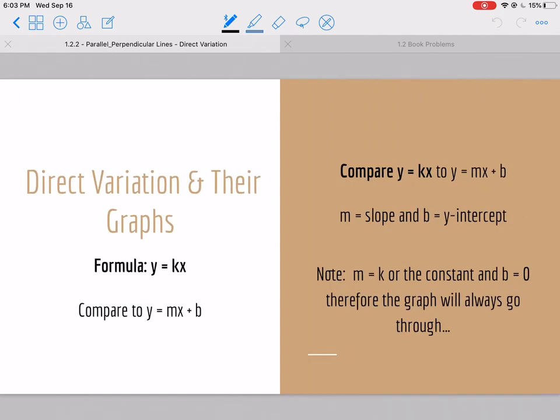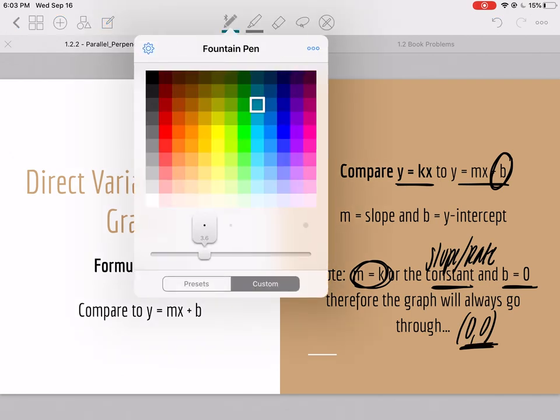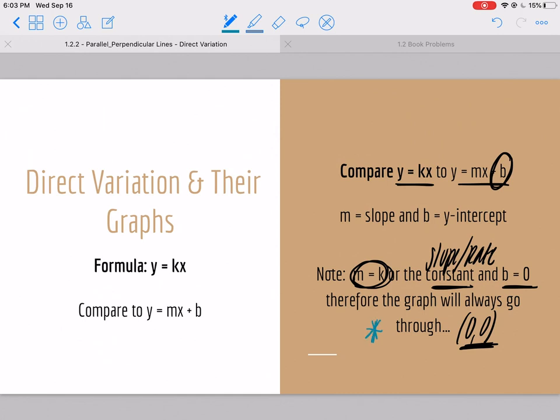Okay, direct variation in their graphs. I already talked about this a little bit. This is a version of y equals mx plus b. M equals k in essence, okay? It's the constant, or it's the slope, or it's the rate of change. And the only difference here is that now b is equal to 0, and the graph will always, always, always go through 0, 0 for direct variation. So these are the key things that you have to write down. It's always going to go through 0, 0, but m is the same thing as k. It's just that we're writing it with a different variable so that we know it's a little bit unique, and the b value or the y-intercept is 0.